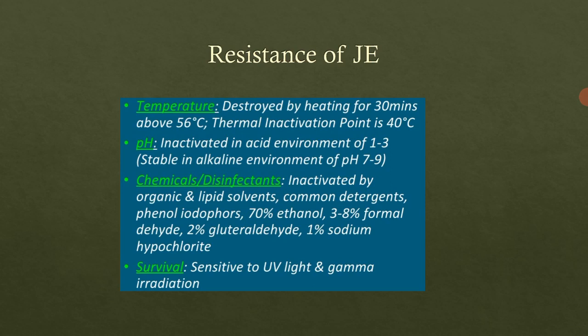Then which chemicals or disinfectants can we use to kill this virus or to inactivate this viral activity? Those will include the organic and lipid solvents, common detergents, phenolic iodophores, 70% ethanol solution, 3 to 8% formaldehyde, 2% glutaraldehyde, and 1% sodium hypochlorite. These are examples of the chemicals or disinfectants which affect the virus activity. If we use these, then the virus will get inactivated.